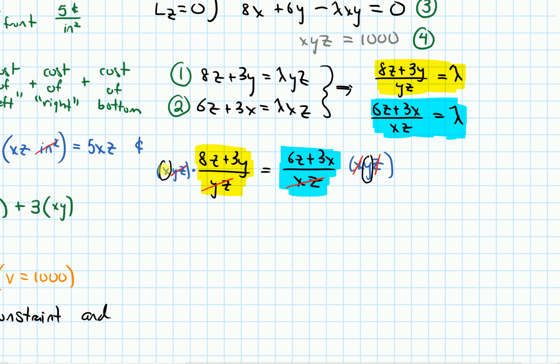And if I distribute x to the terms in the numerator, we'll get 8xz plus 3xy. On the right, if I distribute the y, we'll get 6yz plus 3xy. And there's more cancellation. I noticed the 3xy's cancel on both sides. So I get 8xz equals 6yz. At this point, it is really tempting to say, wait, there's a z on the left, a z on the right. Can I just divide both sides by z to get rid of it?